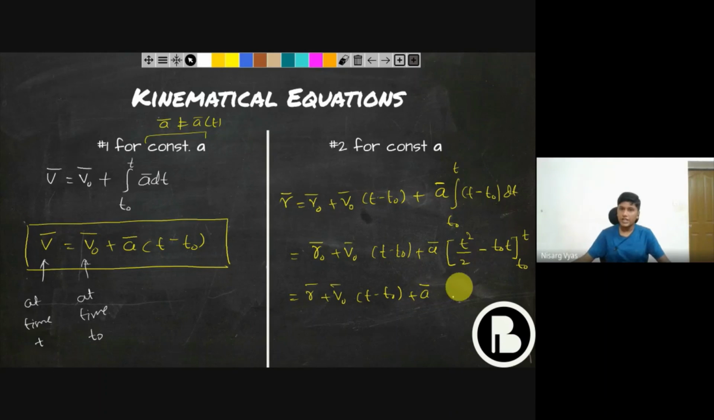And now if you put t here, it is t square by 2 minus, if you put t naught instead of t, it is minus t naught times t naught, minus t naught square by 2, and minus minus plus t naught square. So now if you add all of them, it will give you a very simplified equation. This is r naught. This is still not simplified.